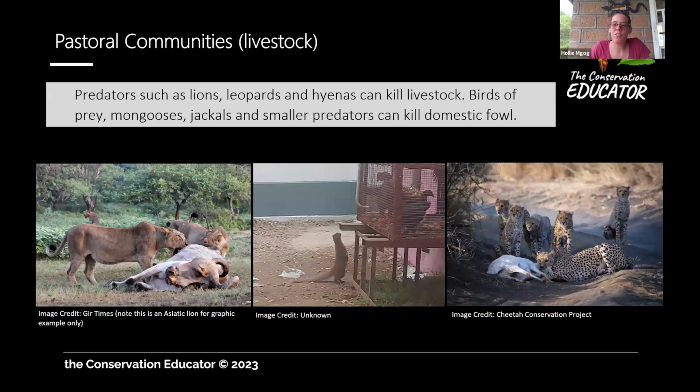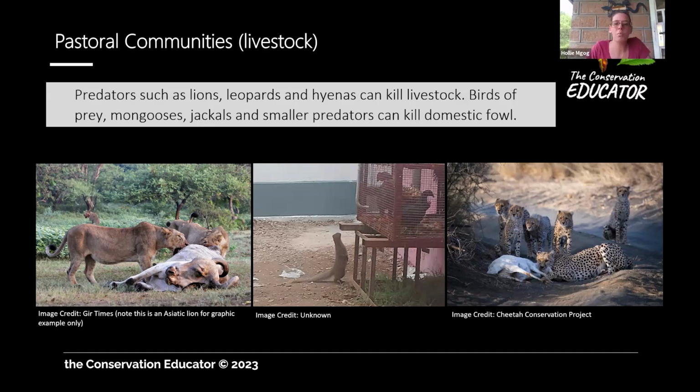What about pastoral communities? You can see on the bottom left, and I could not find the photo that I wanted because I myself have a photo of lions feeding on a cow. These are actually the Asiatic lions. So in case you didn't know that lions also exist in India, this is not a photo from Africa. However, this happens here. In the middle, you can see mongoose, and many of you back in the villages will have heard of mongooses eating chickens. And on the right here, this is Namibia. You can see a coalition of cheetahs that have killed a goat.